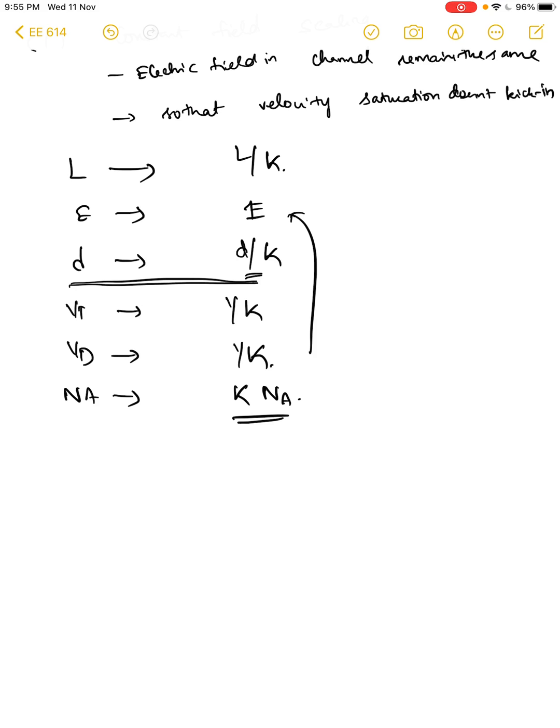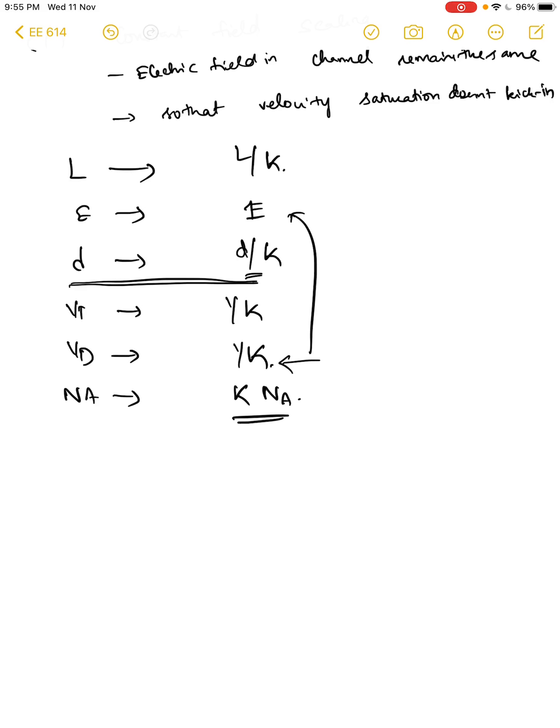So basically, if you really have to go through all these scaling effects such that you have a constant electric field, you have to reduce the thickness of the oxide by the scaling factor. You have to increase the doping concentration by the scaling factor, and you also have to reduce the drain potential by the scaling factor. Unfortunately, in the practical scenario, this never happens.